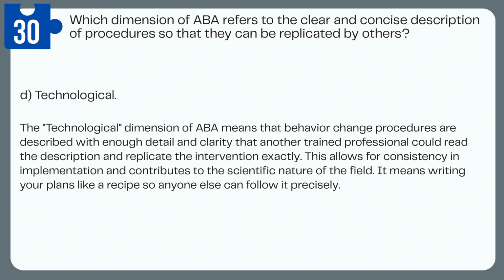Answer: D. Technological. The technological dimension of ABA means that behavior change procedures are described with enough detail and clarity that another trained professional could read the description and replicate the intervention exactly. This allows for consistency in implementation and contributes to the scientific nature of the field. It means writing your plans like a recipe so anyone else can follow it precisely.